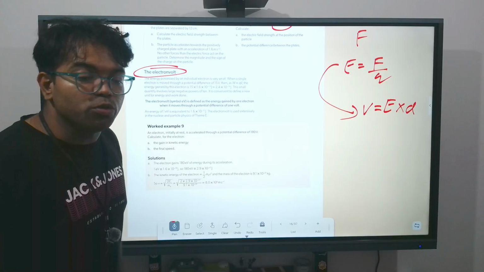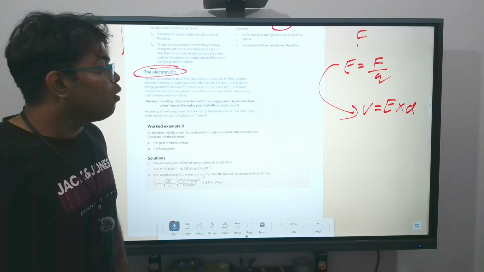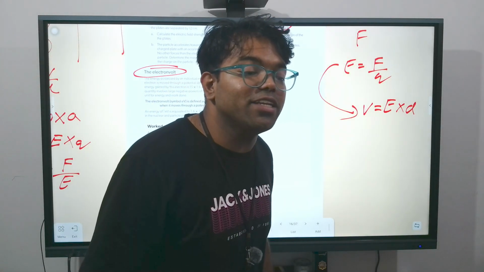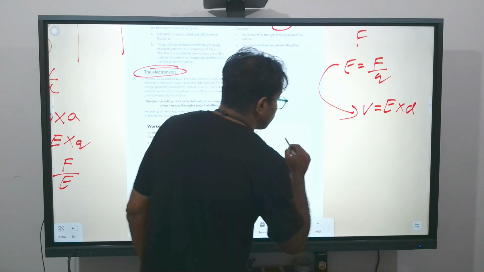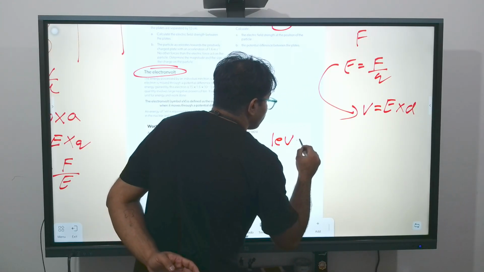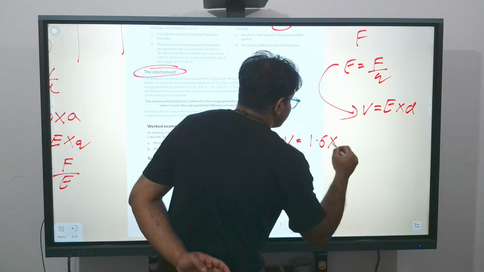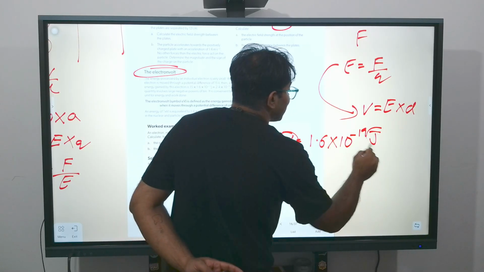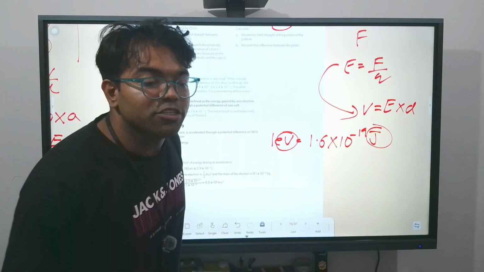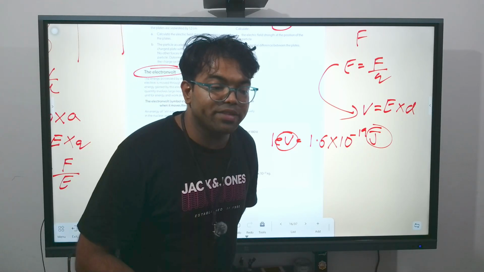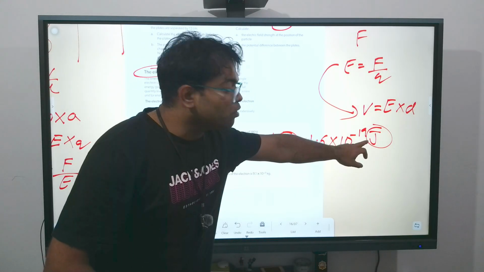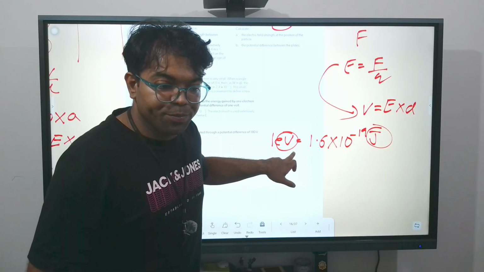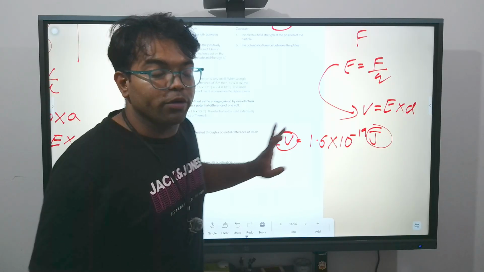Electron volt is similar to joules. 1 electron volt is equal to 1.6 into 10 raised to the power minus 19 joules. That's what an electron volt actually is. So electron volts and joules have the same dimensions. They represent the same thing, energy. Joules also represents energy. Electron volt also represents energy. Understood? Don't confuse this with potential.